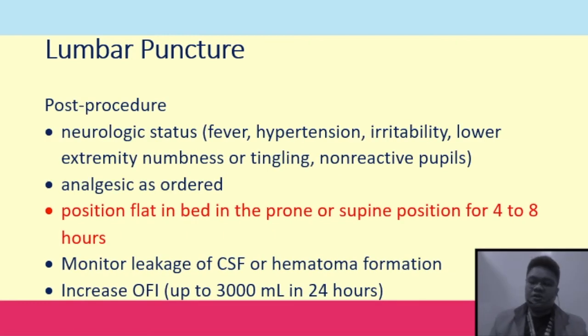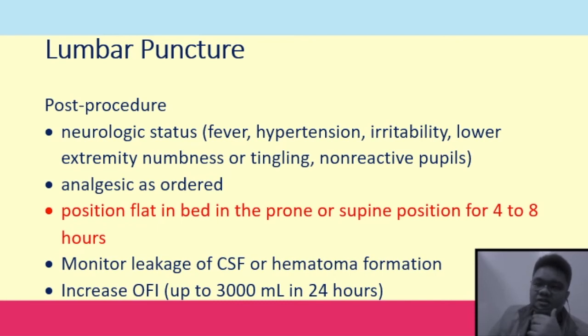Next, after the procedure, after the lumbar puncture, class, you need to assess for the neurologic status of your patient. You need to watch out for the presence of fever. You need to check for hypertension, okay, because you might have innervated the sympathetic nervous system. And then class, irritability, and then lower extremity numbness or tingling, and non-reactive pupils. The irritability, class, may be a sign of increased intracranial pressure. It may be also, class, a sign here in your lumbar puncture that there is an excess loss of your cerebrospinal fluid.